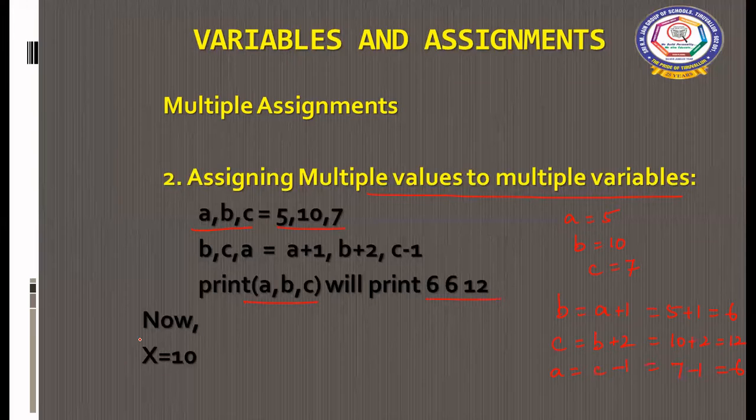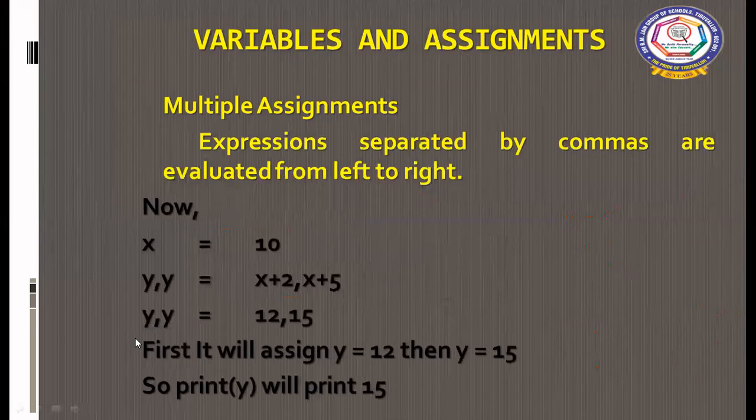Now we change the value of x as 10. That is, many values can be separated by commas and evaluated from left to right. So x value is 10. Y equal to, so the same variable y we have assigned 2 times. So it will be evaluated from left to right.